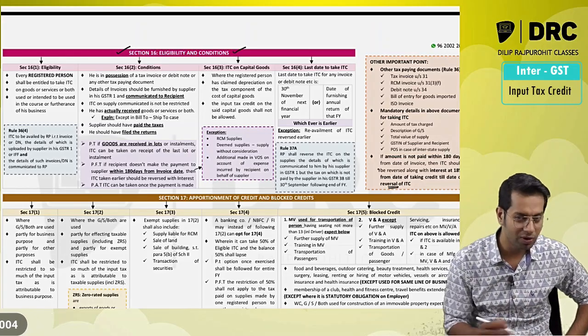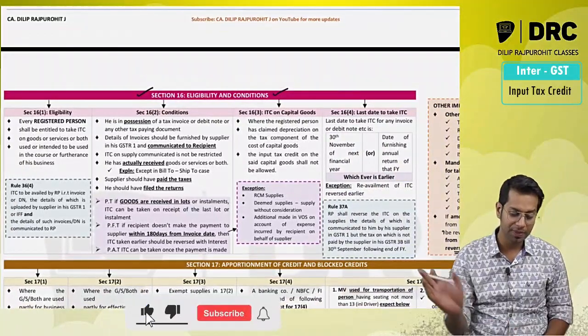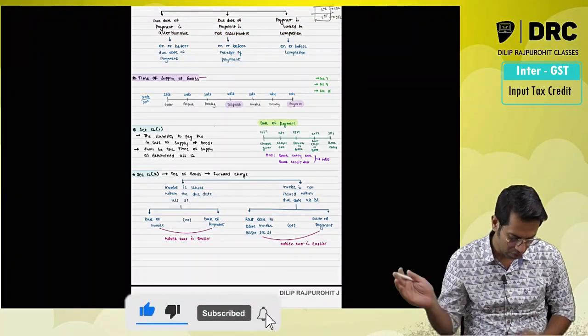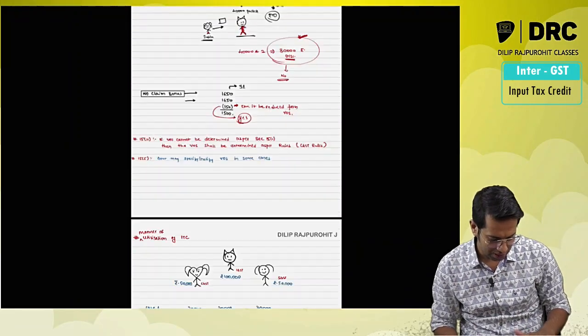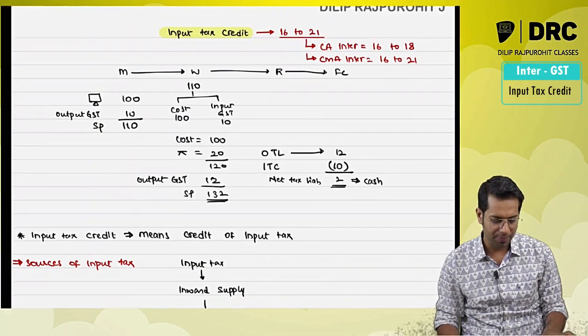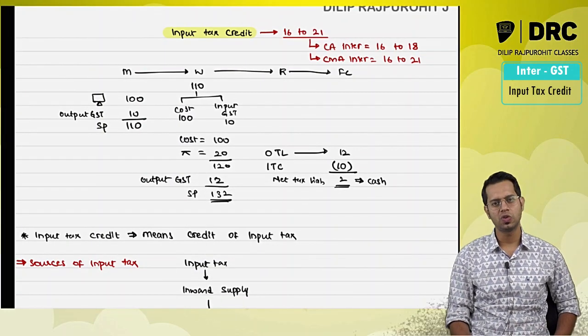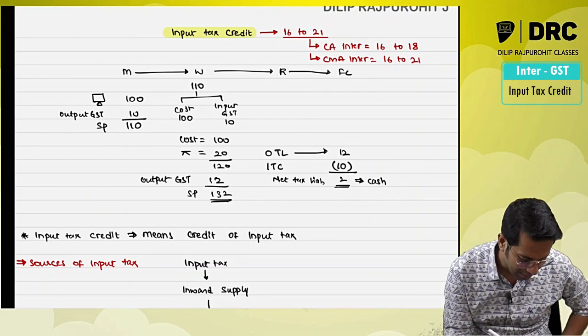Now, because there are good amendments in this particular topic, I will revise this topic from the class notes which I have written, because I have explained all those amendments, etc. Those examples will help you understand this topic even better. So let me straight away start my discussion on this beautiful topic called input tax credit, one of the most important topics for your examination.